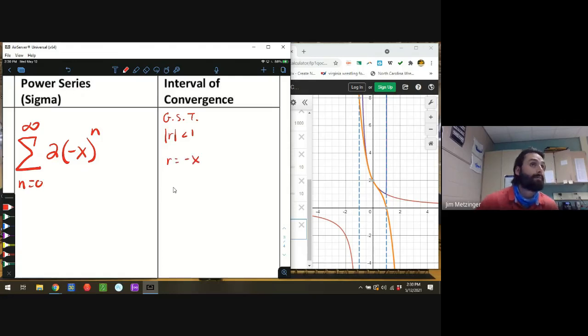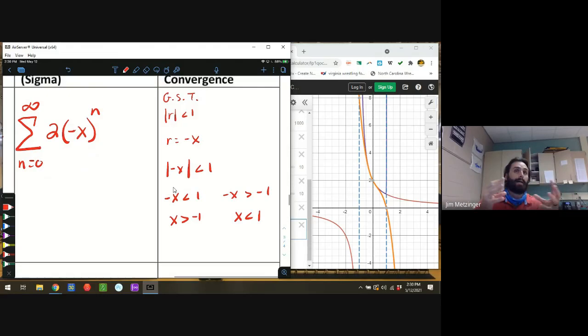r is negative x. So what we do is solve this here. The absolute value of negative x has to be less than 1. All right, well, that means negative x has to be less than 1, or negative x has to be greater than negative 1, and I solve these two inequalities. So I divide both sides by negative, and it flips the inequality sign. x has to be greater than negative 1 on one side, or x has to be less than positive 1 on the other. So my interval of convergence, I've got to combine these things together.